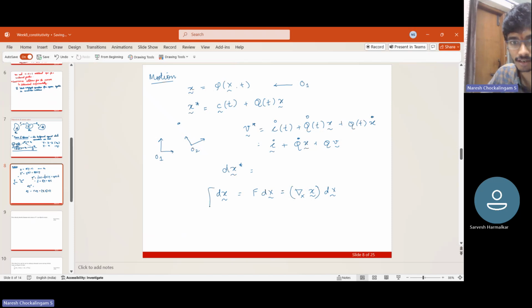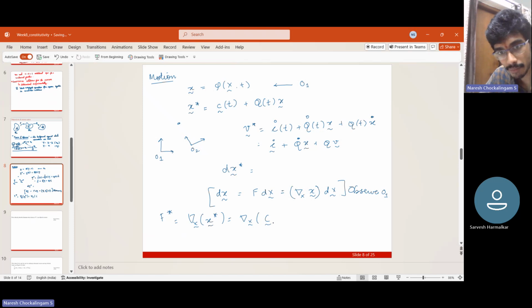Now let us look at the gradient of the deformation field as observed by observer O2. So this is as per observer O1. And if you look at F star, the gradient of the deformation field as observed by the observer O2, it will be the gradient of x star. But what is x star? It is the gradient of c plus Q x. So c is a function only of time, Q is a function only of time. They do not have a spatial dependence. Therefore, c will give us a zero tensor, and Q remains a constant. So you get a Q outside.